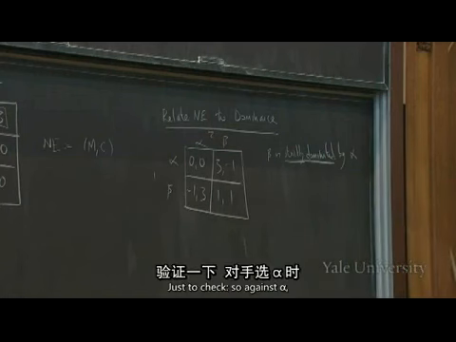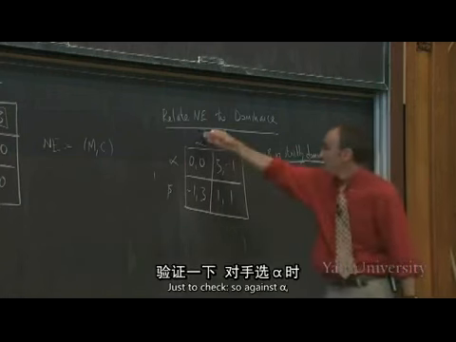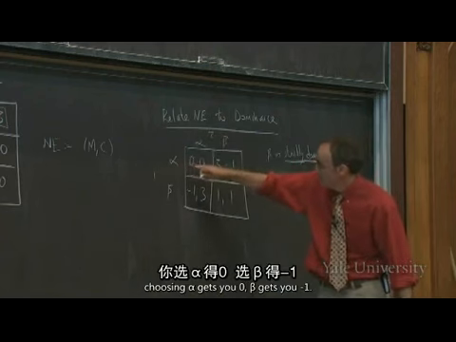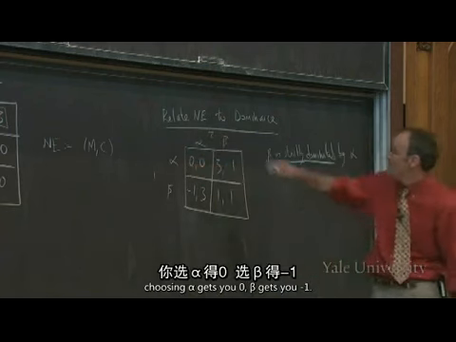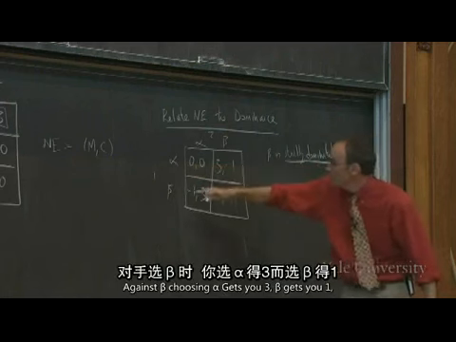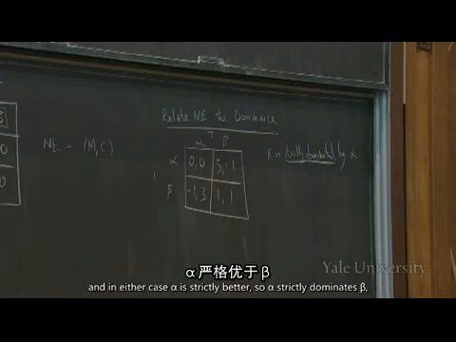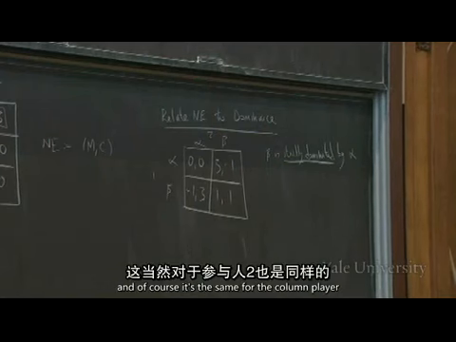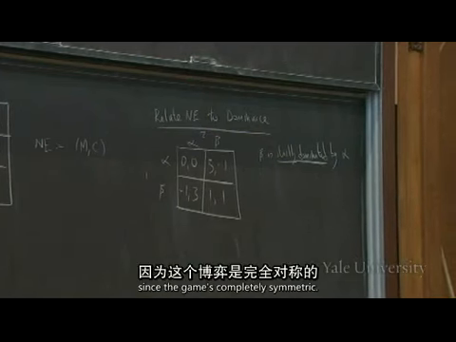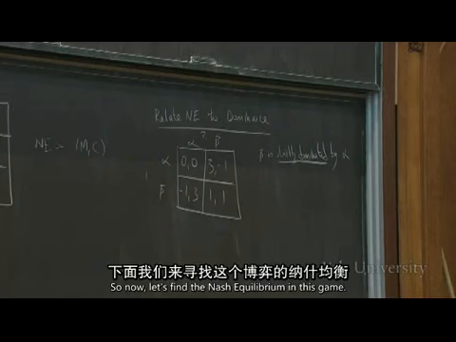All right, just to check. Against alpha, choosing alpha gets you 0, beta gets you -1. Against beta, choosing alpha gets you 3, beta gets you 1. In either case, alpha is strictly better, so alpha strictly dominates beta. And of course, it's the same for the column player, since the game's completely symmetric. So now let's find the Nash equilibrium in this game.